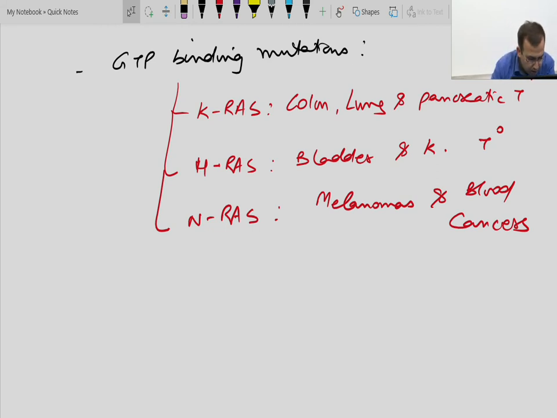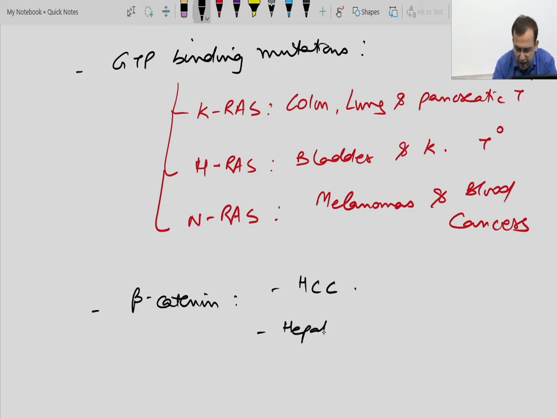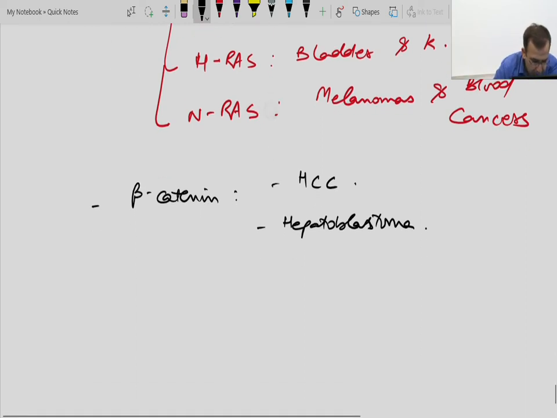Next, beta-catenin mutations are associated with hepatocellular carcinoma, HCC, and hepatoblastoma. What we are studying are the various proto-oncogene mutations: beta-catenin, HCC and hepatoblastomas.